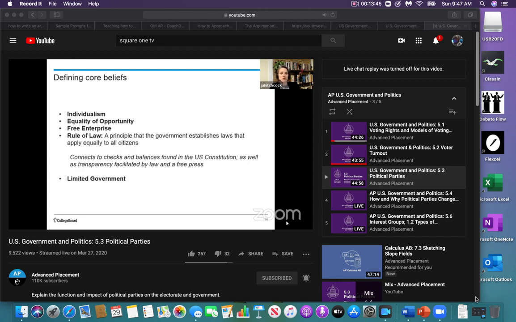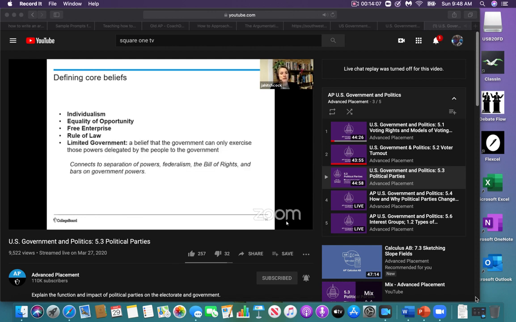The next one, rule of law, a principle that the government establishes laws that apply equally to all citizens, that no one lives outside of that. We're not Thomas Hobbes here, right? We're not the Leviathan, so everyone is prescribed the same set of boundaries on our abilities to do things. And so that's going to connect back to checks and balances, as well as transparency that's facilitated through law and the free press.